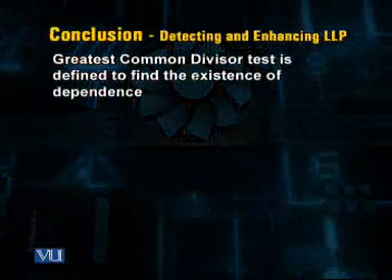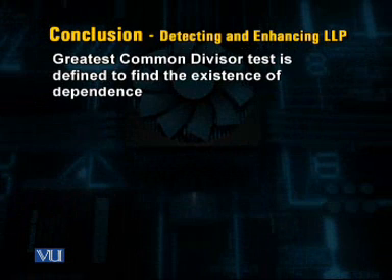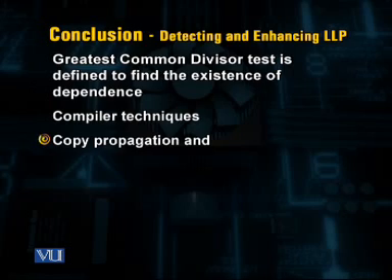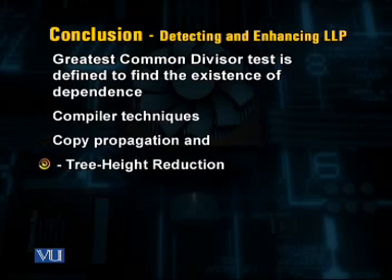To conclude our discussion on detecting and enhancing instruction level parallelism, we have found that the greatest common divisor test is defined to find the existence of dependence, and compiler techniques such as copy propagation and tree height reduction are used to eliminate dependent computations.